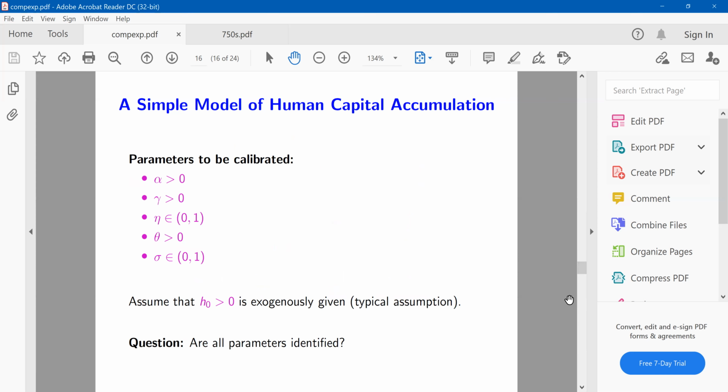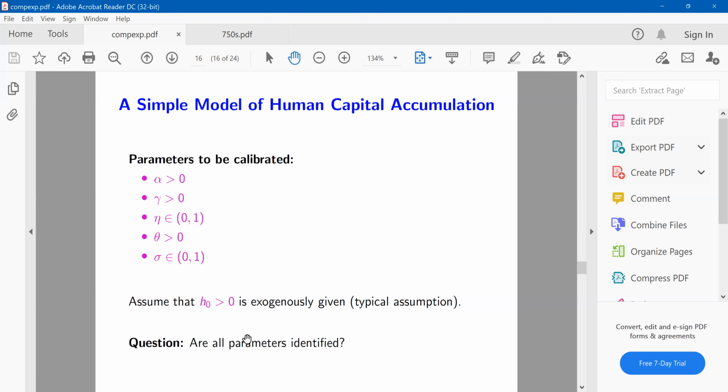Now, parameters to be calibrated. In this model, we have 5 parameters, right? Alpha is the altruism parameter in the utility function. Gamma is the productivity parameter of the human capital technology. Eta is the return to education in the human capital production function technology. Theta is a productivity parameter in the production of the aggregate consumption good. And sigma is the subsidy rate. Okay. Here we assume that the initial value is given. Okay, as we always assume.